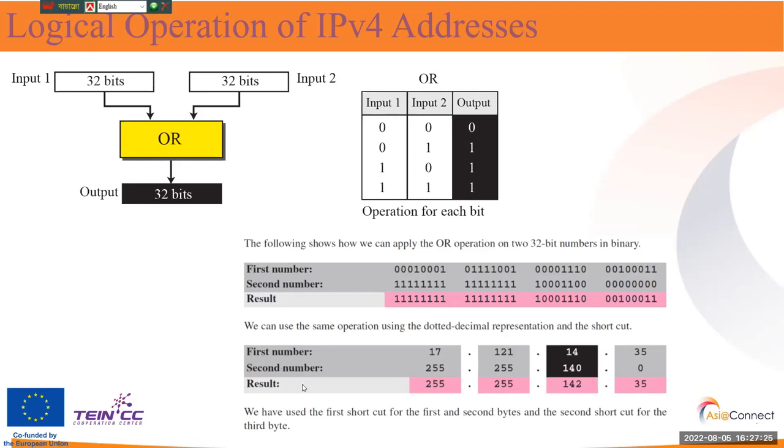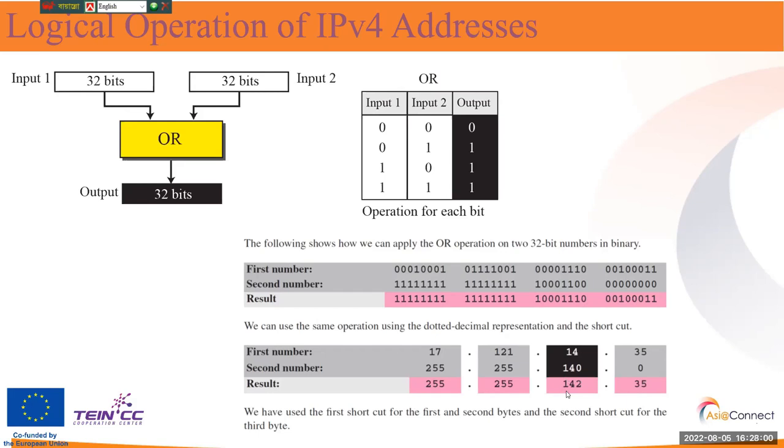For the OR operation with 255 or 0, we need to take the larger number. In the previous AND operation, we took the smaller number, but in this case we need to take the larger number. So between 17 and 255, which is larger? 255. Between 255 and 121, which is larger? 255. And between 35 and 0, which is larger? 35.